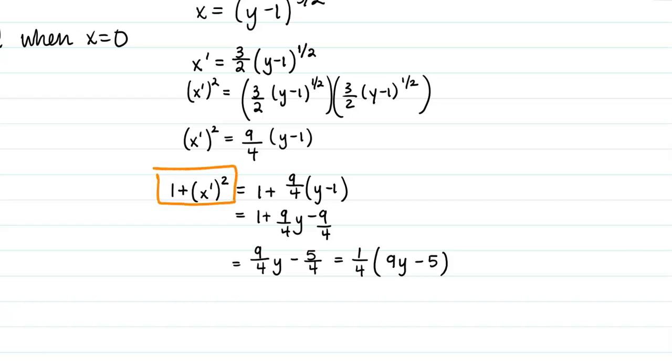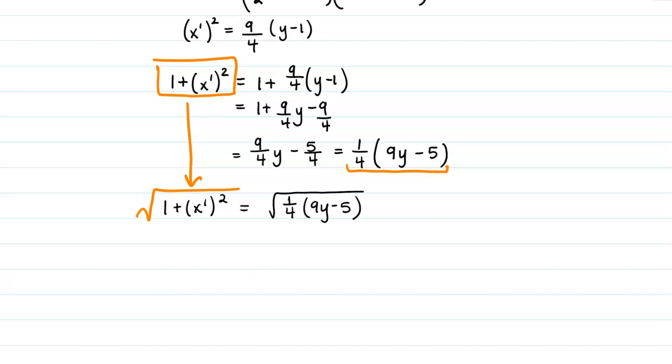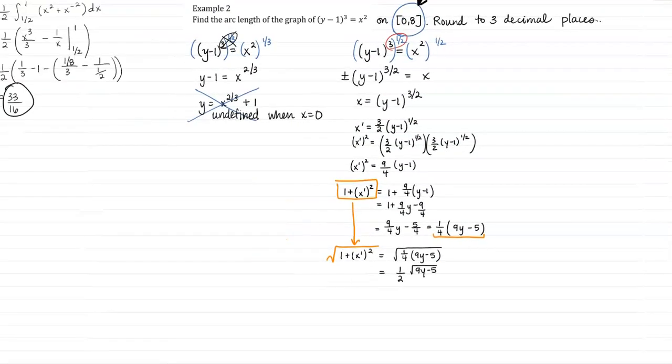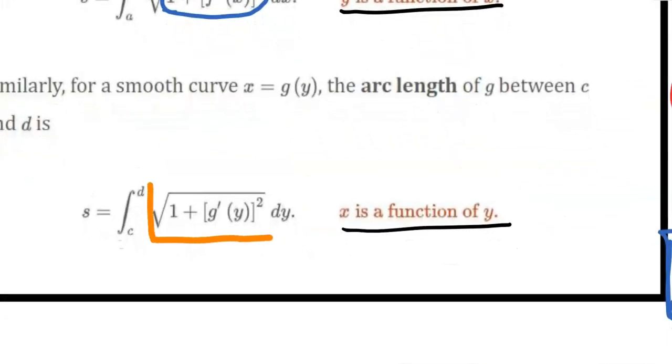So everything that we have right here is now going to be going under the square root. All of this. So I need the square root of 1 plus the derivative squared. So I'm now taking the square root of 1/4 times 9y minus 5. And now you can see that the square root of 1/4 is 1/2. So I have 1/2. And that 9y minus 5 is supposed to stay under the square root. So this is what's inside the integral. Again, we have done all of this algebra, all of this work, just to figure out what is inside of the integral.